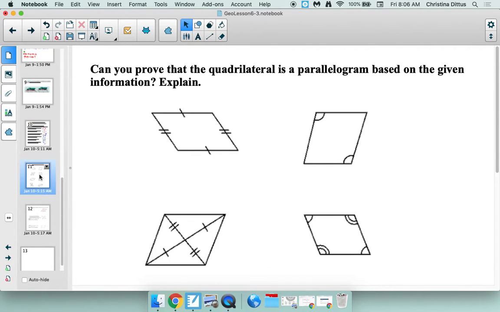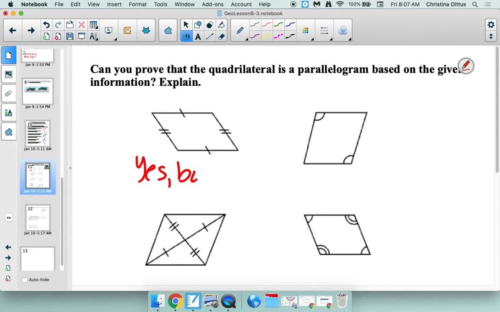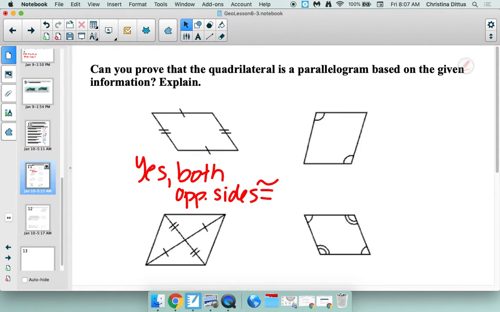So, if I look at this first one, can I say I have a parallelogram? Why? Yeah, and that keyword both. So both opposite sides are congruent. In my next one, can I say I have a parallelogram?